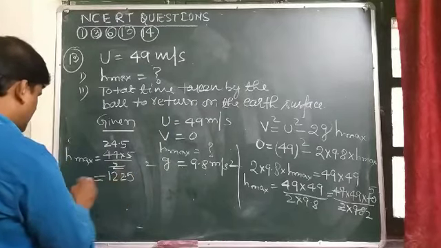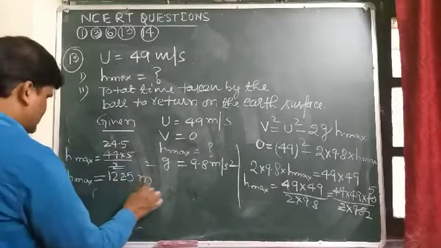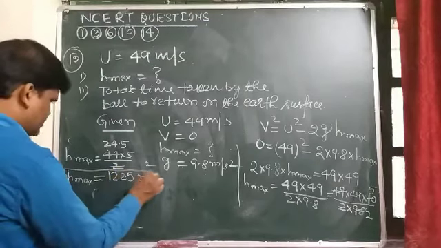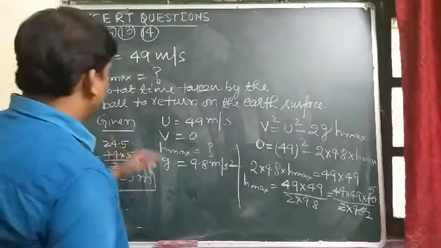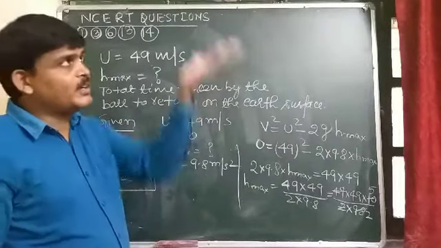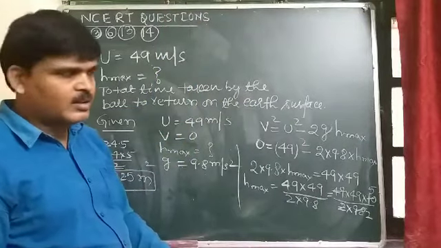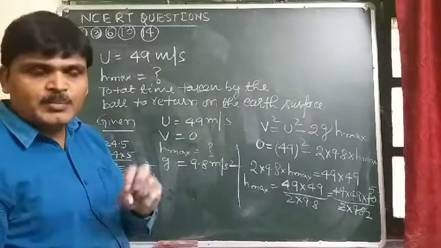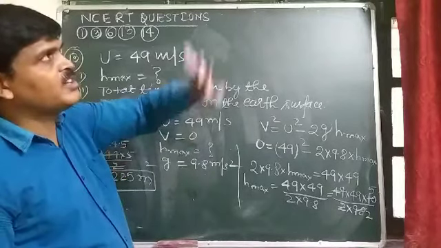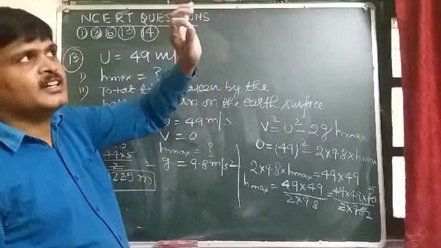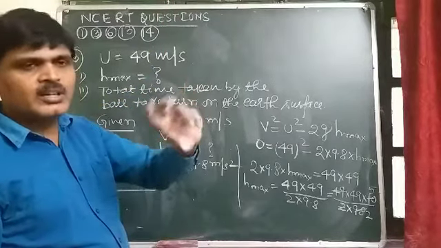So student, the maximum height that the ball rises comes out to be 122.5 meter, and we have to find the total time taken by the ball to reach the maximum height and then come back to the ground. You know that time of ascent equals time of descent. It means if the time taken by the ball to reach the maximum height is, suppose, 3 seconds, it will also take 3 seconds to return to the ground.